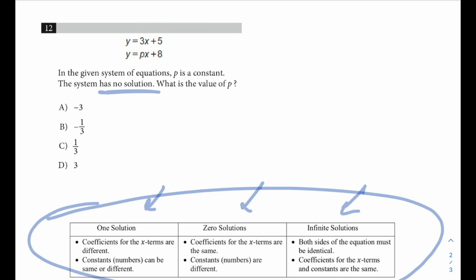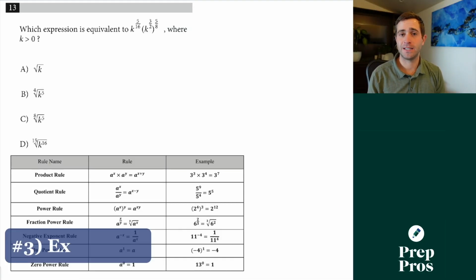Well, no solution is the same as 0 solutions, so the coefficients for the x terms must be the same, and the constants are different. Well, the constants are already different, so all we need to do is make 3 equal p, therefore D is our correct answer. Now, the third thing you're definitely going to see are exponents.